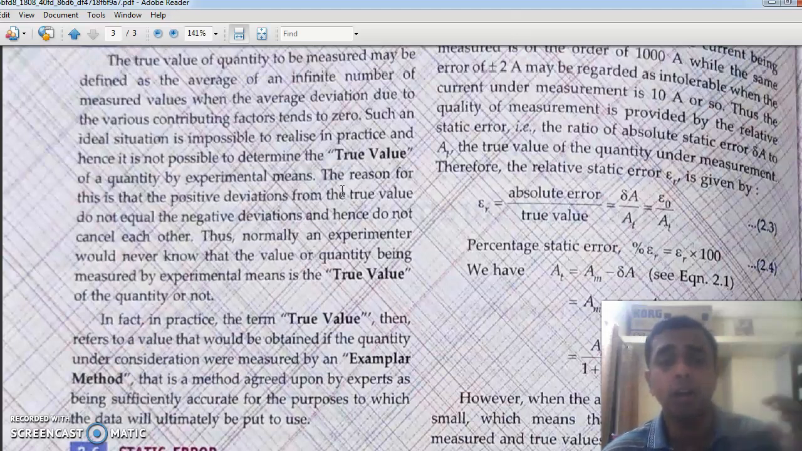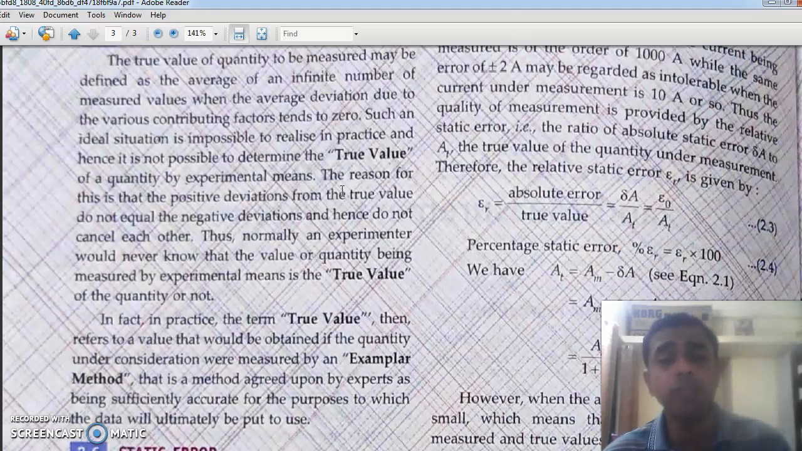That is, one trial, second reading, third reading, fourth reading, maybe 5 or 6 or 7 readings we'll take, and then we'll calculate for each reading. We'll calculate V by I, and we'll get the value for R. And at the end, we take the average value of all the R values, and we say that this is my R value.